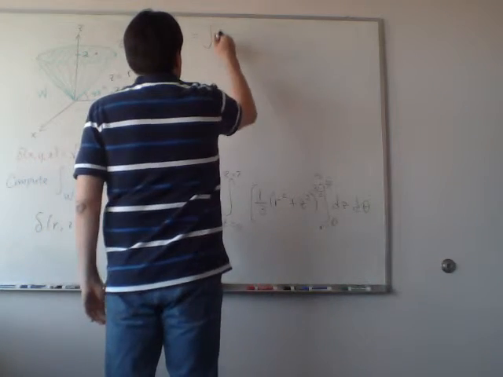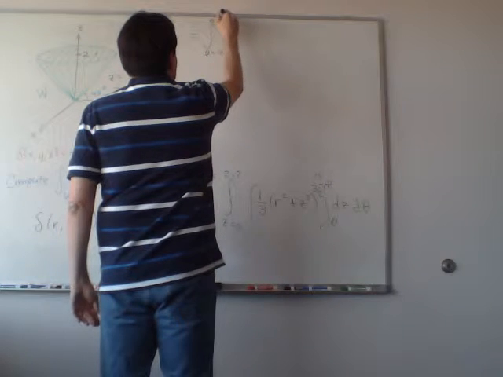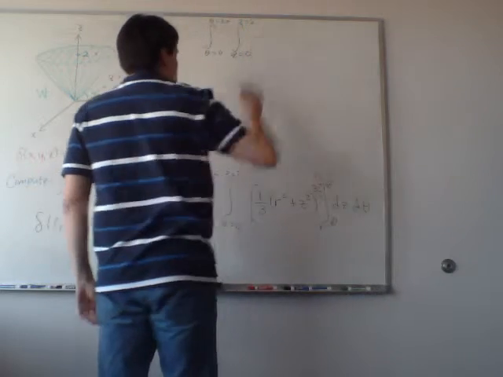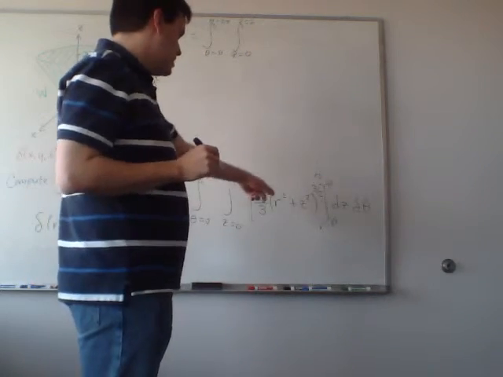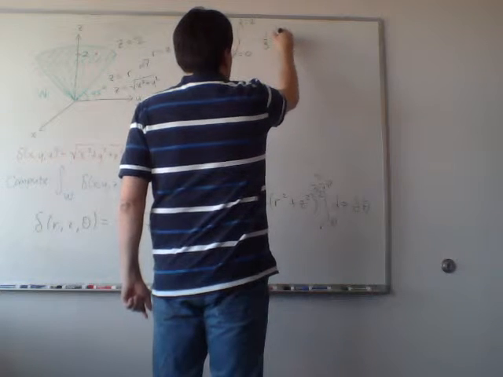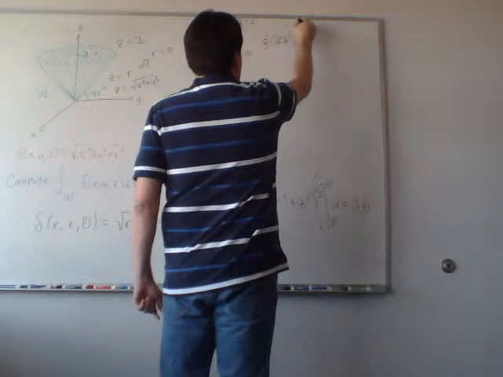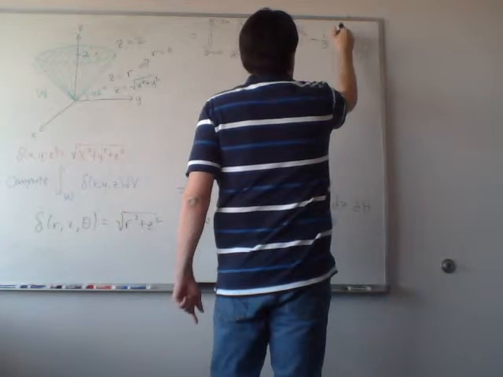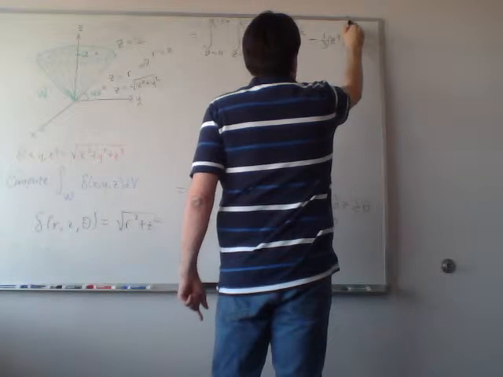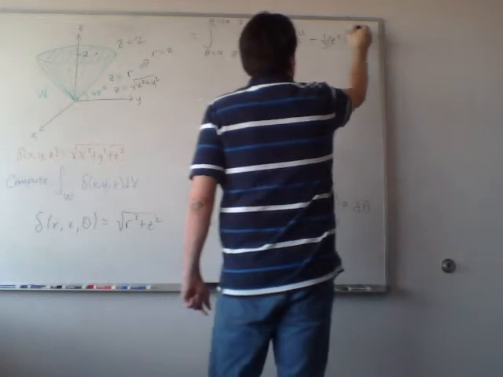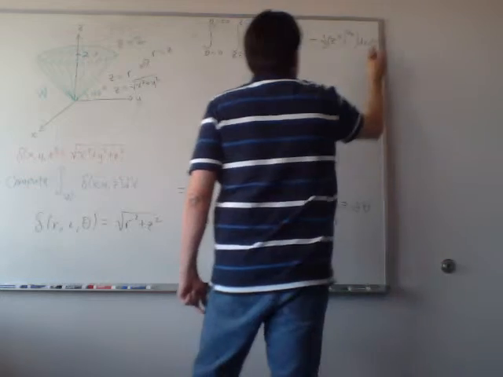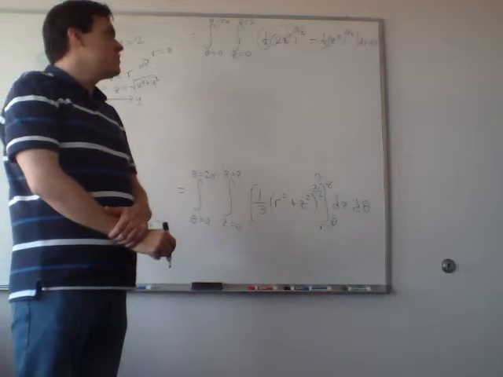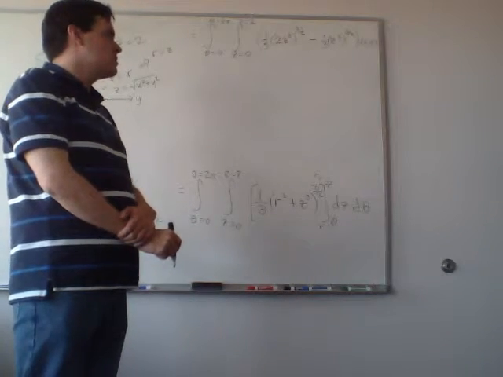So I've got integral from theta equals 0 to theta equals 2 pi of integral of z equals 0 to z equals 2 of, and let's see, at z, this is going to come out to 1/3 times 2z squared to 3/2 minus, and then at 0, this is 1/3 z squared to the 3/2, with respect to dz d theta. Now that's interesting. That's a lot cleaner than what I had before. I don't have square roots of sums anymore, which I kind of like.